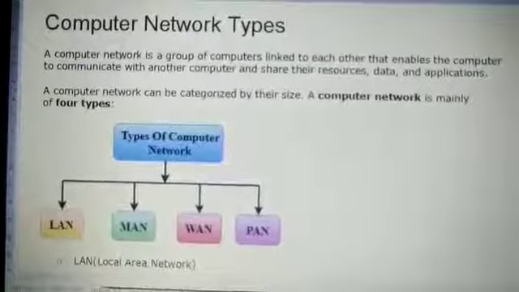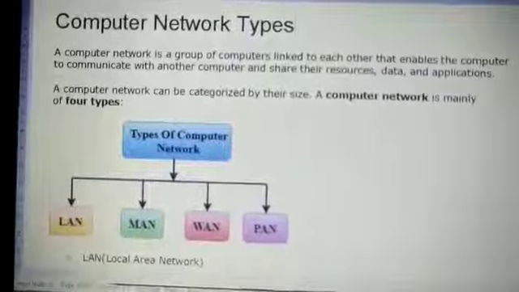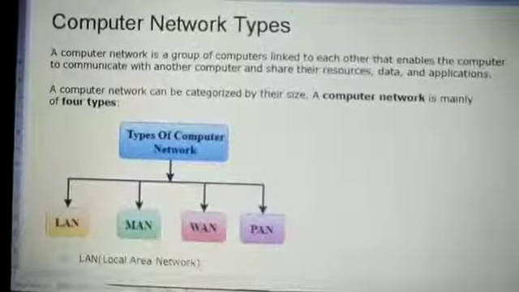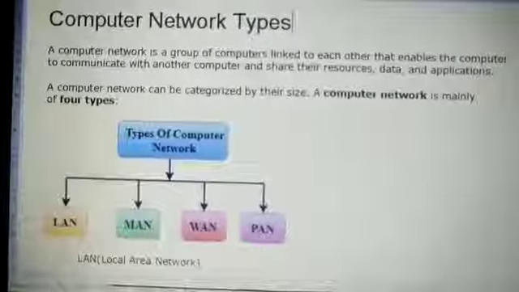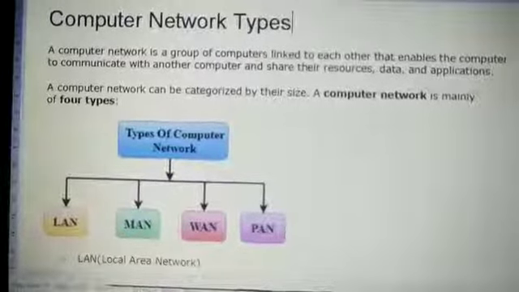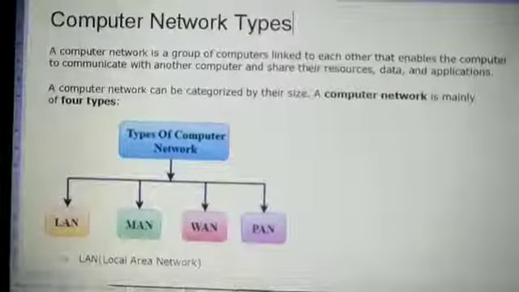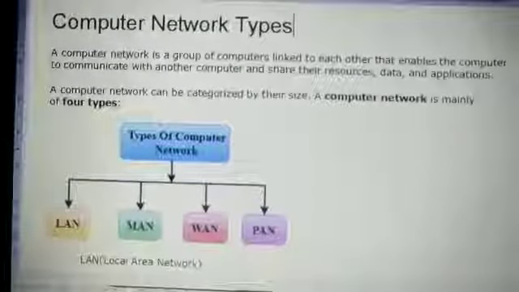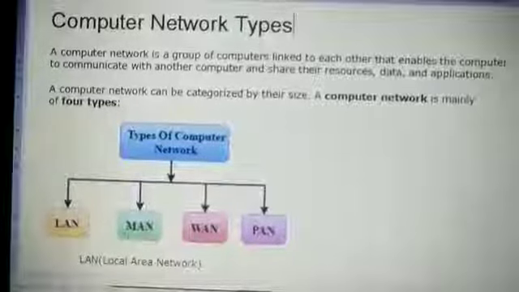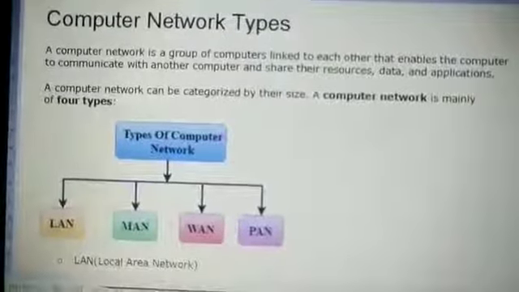And also applications, like any software we have installed. If you install it in one system, and the other stations are connected with each other, then we can use the same software in the other systems also. You can purchase only one licensed software, and if you install it in one system, other systems also can use it, because they are connected in a link. So that is actually the important features of the network.